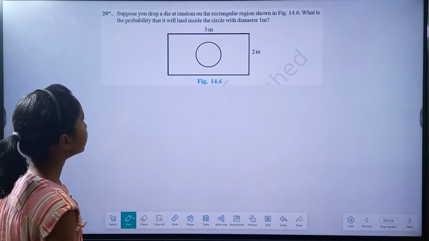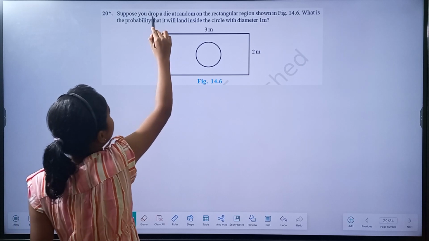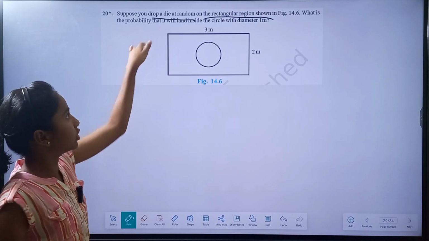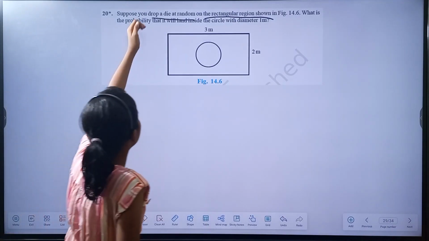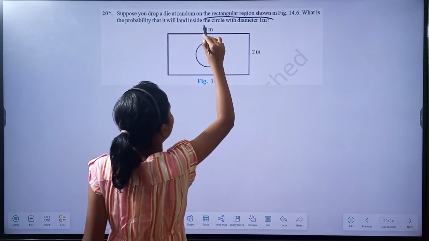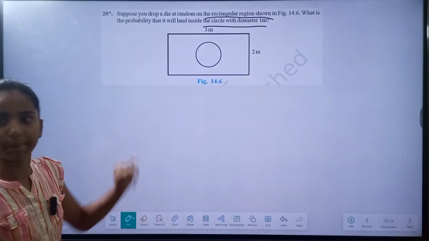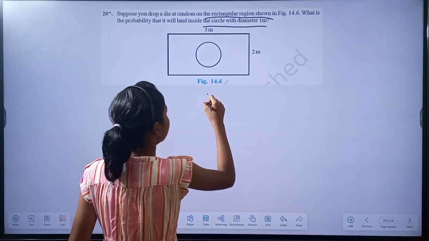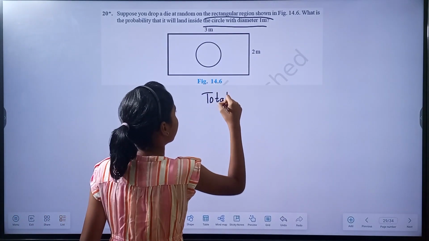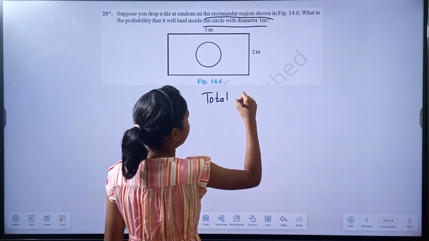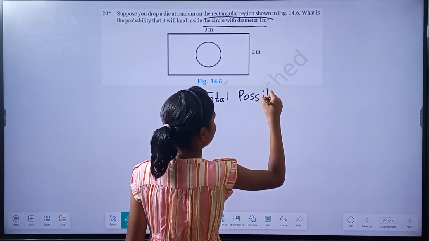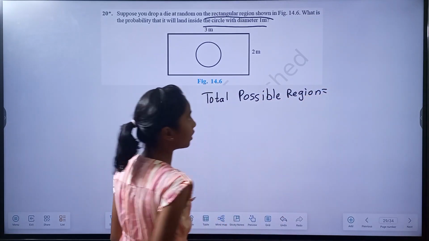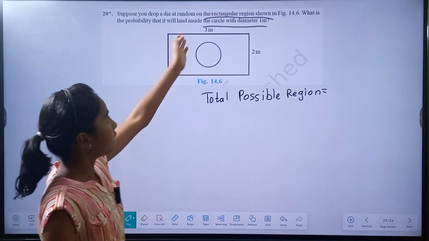Suppose you drop a die at random on the rectangular region shown in figure 14.6. This is the rectangular region. What is the probability that it will land inside the circle with the diameter 1 meter? Okay, so this is the type of geometrical probability again, 2-dimensional. Total possible region is the area of the total rectangular region.